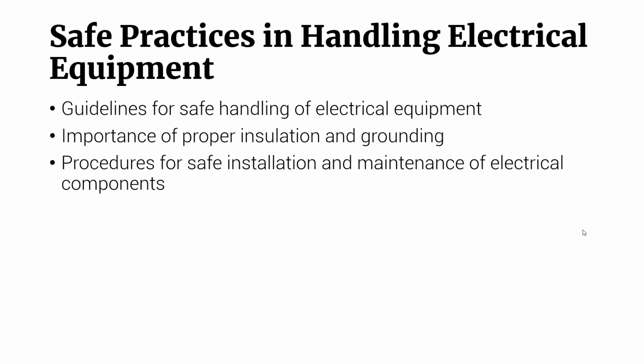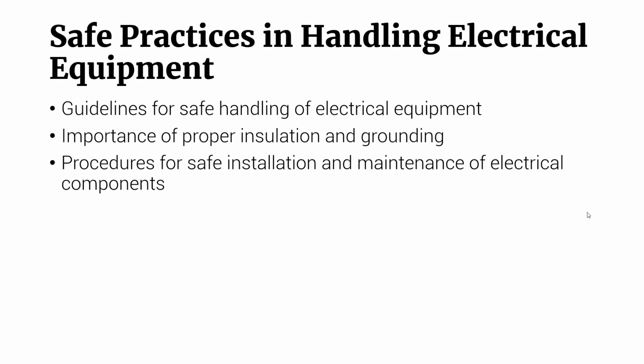Last one would be the effective insulation and grounding ensure that electrical safety is by minimizing the potential for electrical hazards, ensuring the safe operation of equipment. So those are the importance of proper insulation and grounding. No? Last one would be what are the procedures for safe installation and maintenance of electrical components.